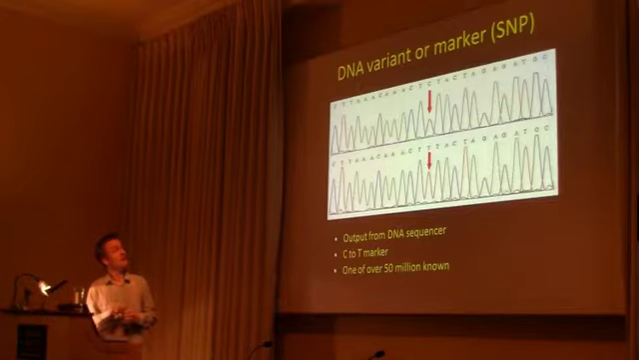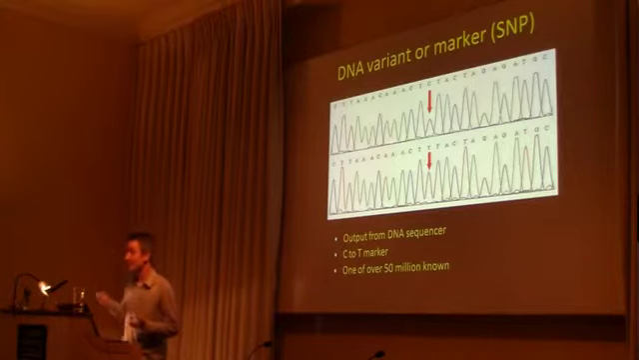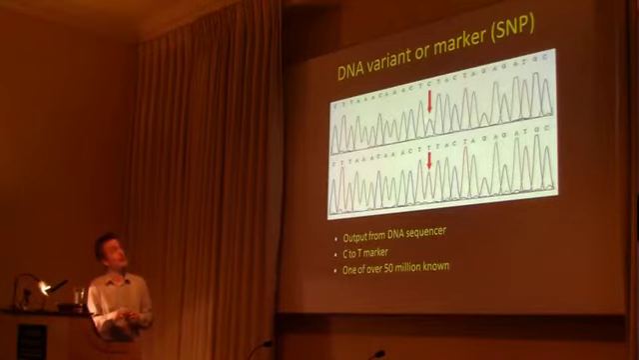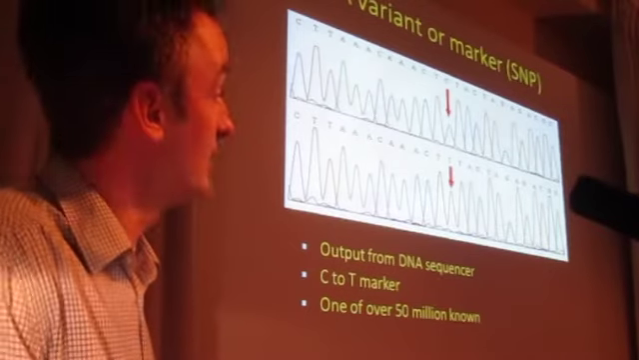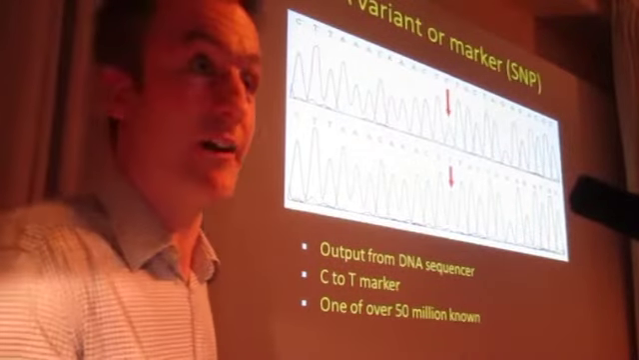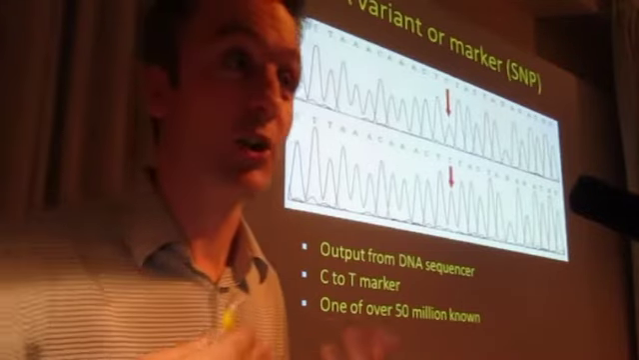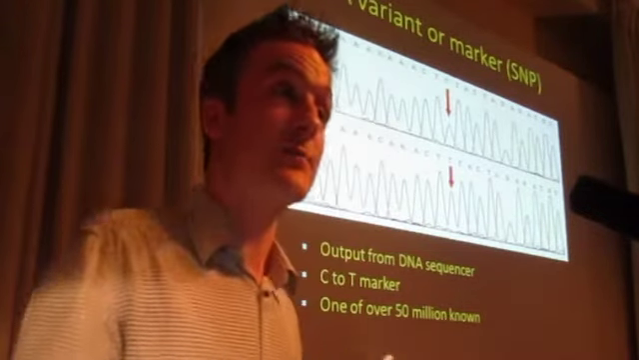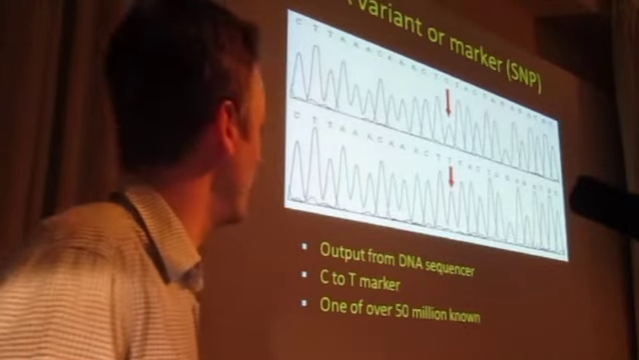And you can read the letters of the code using these fluorescent peaks. Here we go, A, A, A, C, A, A, A, C, T, and you can see that David and I are almost identical. Remember, everyone's 99.9% identical, but look here, I have a C and he has a T. This is a marker. This is a variant. This is where we differ. And this marker shows that David descends from a different lineage from the lineage I descend from. This is the basis of it all.